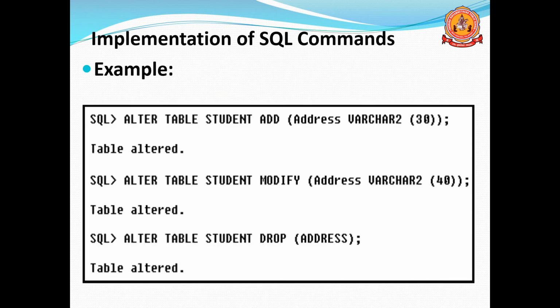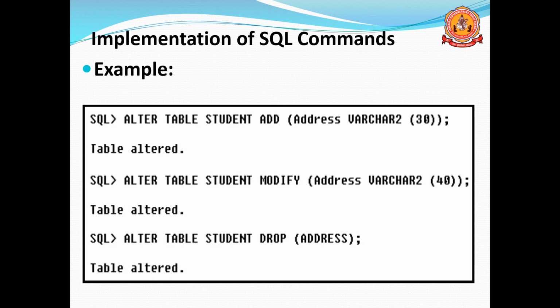Next, you can see the example. Alter table student. One table was created already; in the last session I explained the student table, and the same example I am taking here. We are altering the student table. Add: we are going to add a new column, address, with data type varchar2(30). So the table is altered; you will get a message like that.